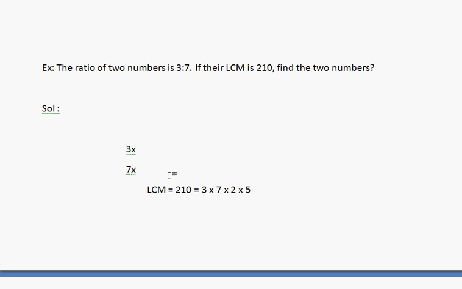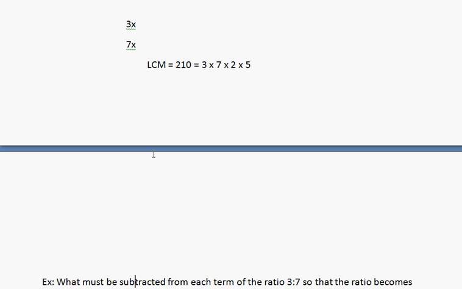Very simple question. You just have to know how to find the LCM, and since x has to contribute 2 and 5, it has to be 10. There is no other way out. So the numbers are 30 and 70. Let's go to the next question.